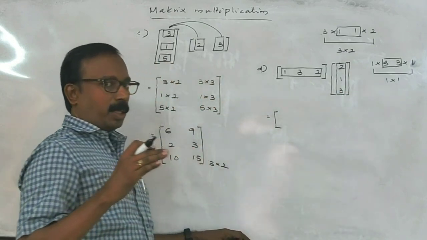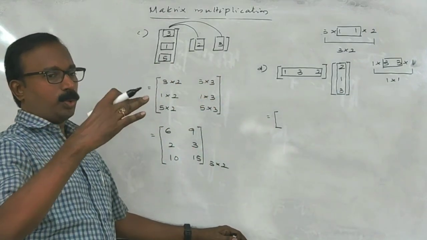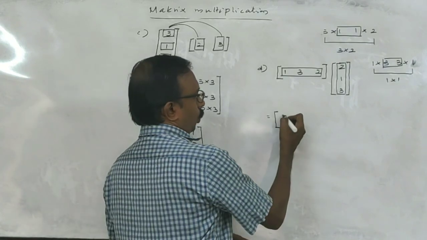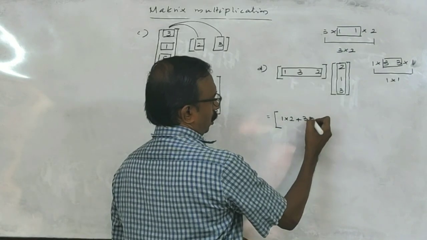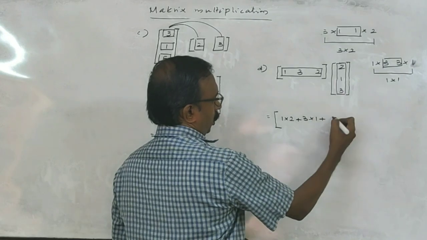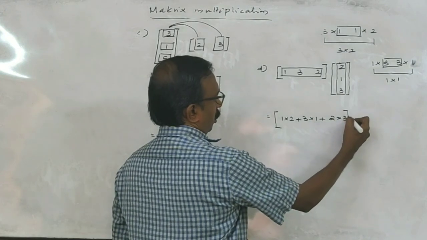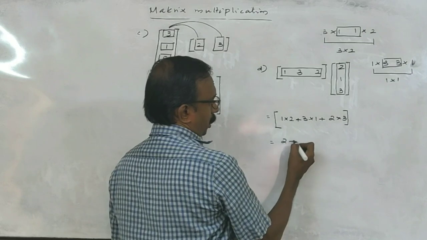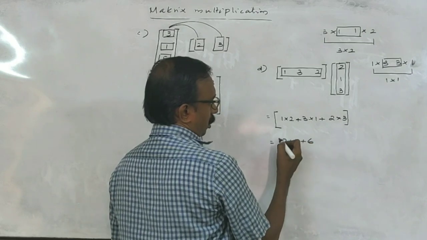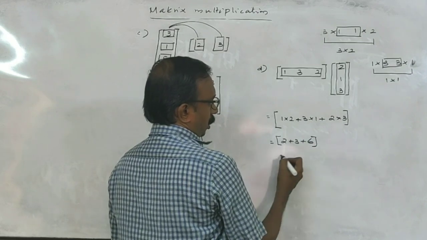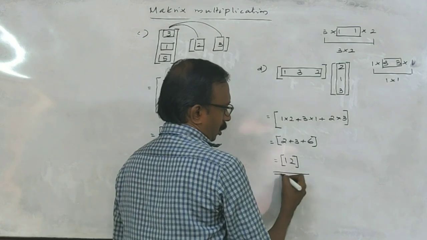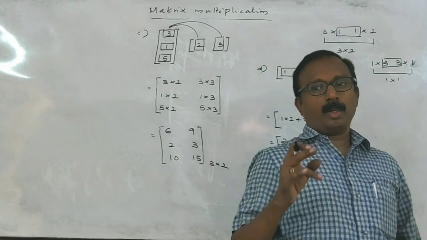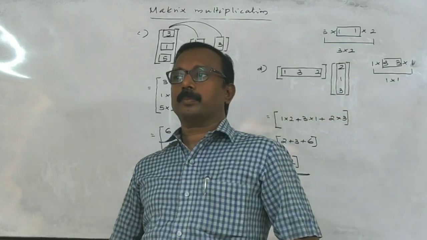Finding the sum of the product of the corresponding elements of the first row and the first column. So 1 into 2 plus 3 into 1 plus 2 into 3. That is 2 plus 3 plus 6, that is 11. This matrix has only 1 row and 1 column, isn't it?